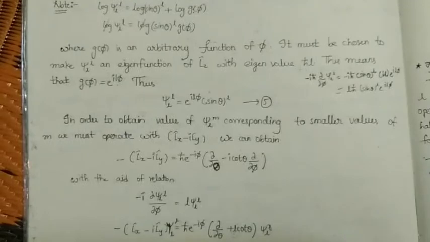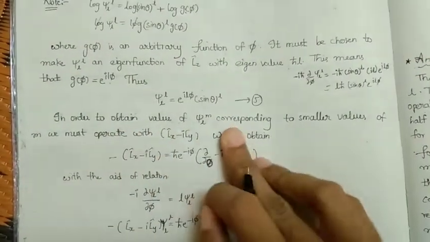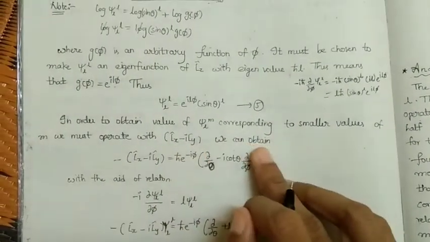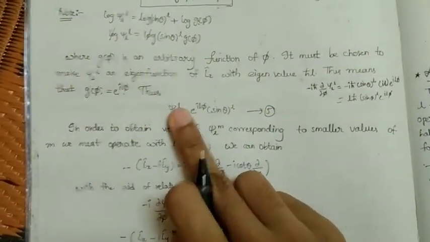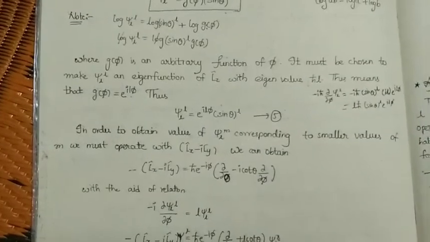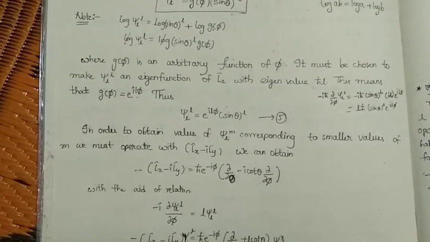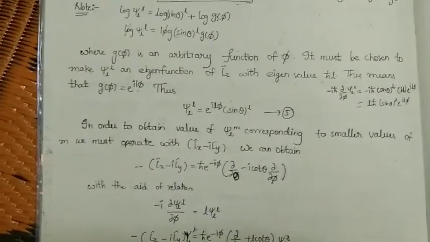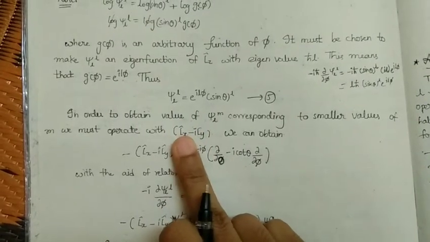And next, in order to obtain the value of psi l m corresponding to smaller values of m, we must operate with Lx minus i Ly. For l going to higher values, say m is 2, if we want to go from 2 to 1, we do 2 minus 1 is 1, 1 minus 1 is 0, 0 minus 1 is minus 1, and minus 1 minus 1 is minus 2. That is possible only if we have this operator Lx minus i Ly.